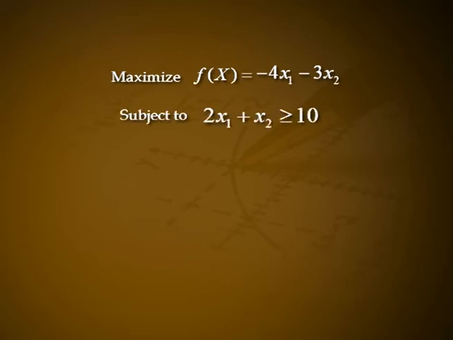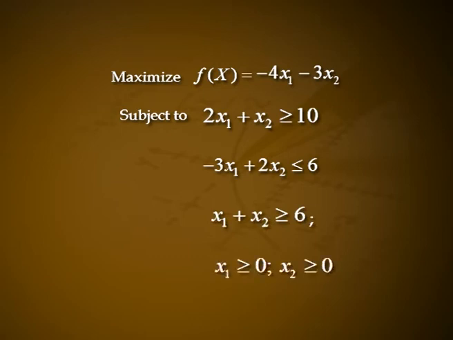Problem. Use Big-M method to solve the LPP. Maximize f of x equal to minus 4x1 minus 3x2 subject to 2x1 plus x2 greater than or equal to 10, minus 3x1 plus 2x2 less than or equal to 6, x1 plus x2 greater than or equal to 6, x1 greater than or equal to 0, x2 greater than or equal to 0.